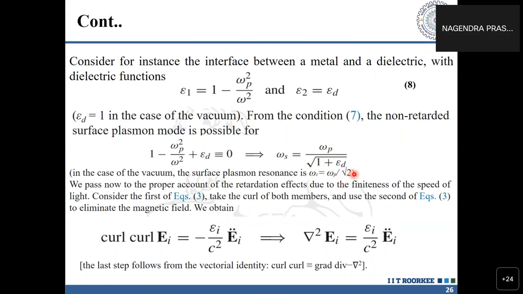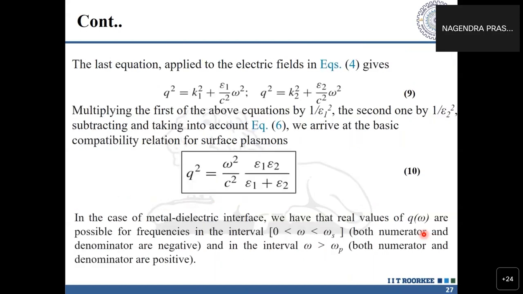We now take proper account of the retardation effect due to the finiteness of the speed of light, because the speed of light is not infinite, it is finite. So when you put that condition back, consider first equation 3, take the curl of both members and use the second. This is just a simplification. The last equation applied to the electric field in equation number 4 gives you q square equal to k1 square plus epsilon 1 by c square omega square, and q square, that you can simplify as k2 square plus epsilon 2 by c square omega square.